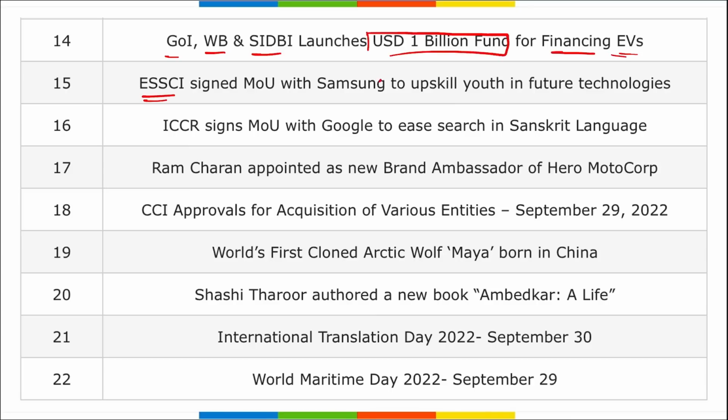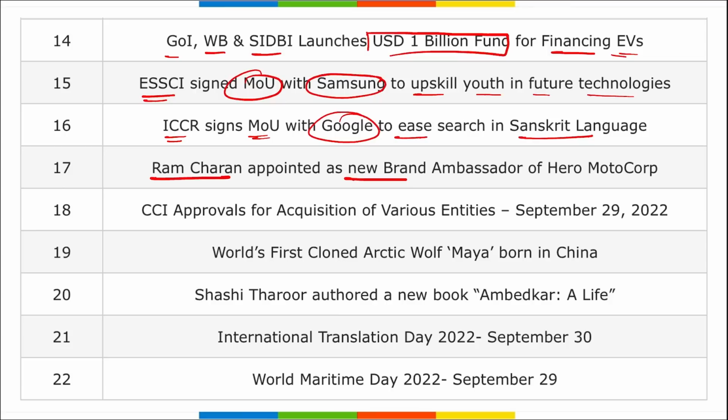ESSCI and Samsung signed an MOU to upskill the youth in future technology. ICCR signed an MOU with Google to ease search in the Sanskrit language. Ram Charan appointed as the new brand ambassador of Hero MotoCorp. CCI approved the acquisition of various entities on September 29th. You can just read it from the PDF.